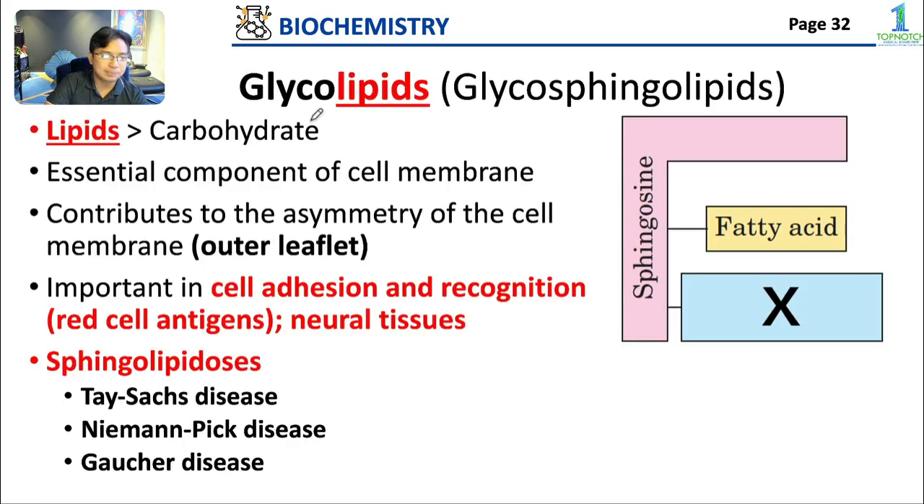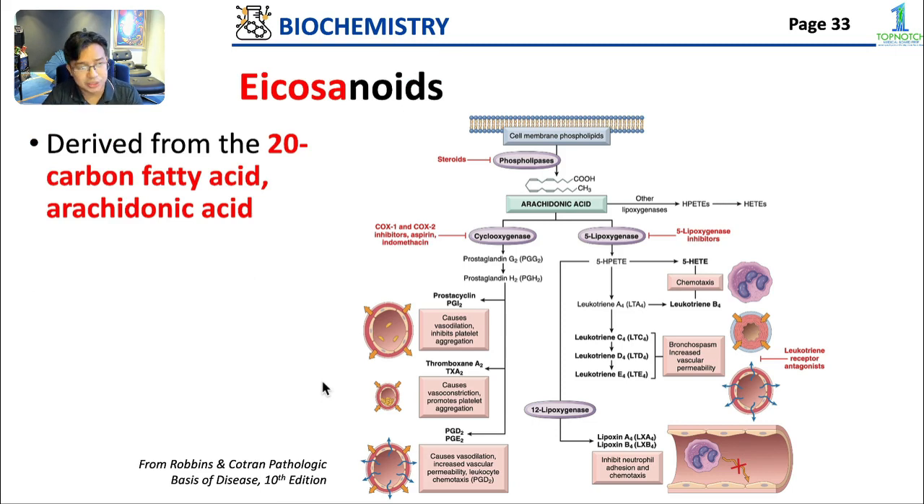Next are your glycolipids. Glycolipids, lipids ang pinakamarami sa kanila. They're actually essential components of your cell asymmetry of your membrane. And they are seen in cell adhesion, recognition, and your neural tissues. So, in excess amounts in problems of the body, they can cause your sphingolipidosis, Tay-Sachs disease, Niemann-Pick disease, and your Gaucher disease. And lastly, we have your eicosanoids.